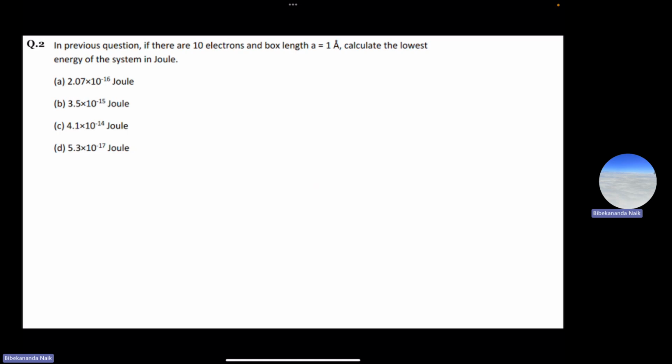The question says, in the previous question, if there are 10 electrons and box length a is 1 Angstrom, calculate the lowest energy of the system in joules. Options are: option A 2.07 into 10 to the power minus 16 joule, option B 3.5 into 10 to the power minus 15 joule, option C 4.1 into 10 to the power minus 14 joule, and option D 5.3 into 10 to the power minus 17 joule. So I'll give you a few minutes to try this, and then we will discuss.